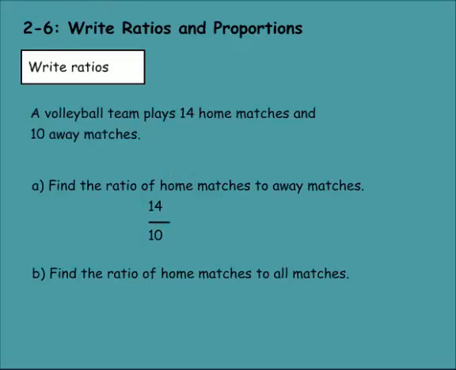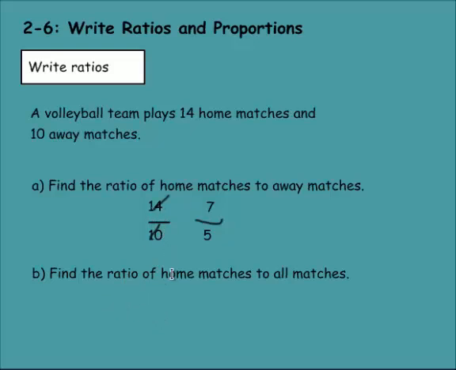Then we could solve this by simplifying it. So both of them can be divided by 2, it looks like. So that would be 7 over 5. And when you're doing ratios like this, it's actually good just to leave it like an improper fraction like this, because this shows us the relationship, 7 to 5. For every 7 home matches, there are 5 away matches. If you don't simplify it, it would be 14 home matches to 10 away matches.